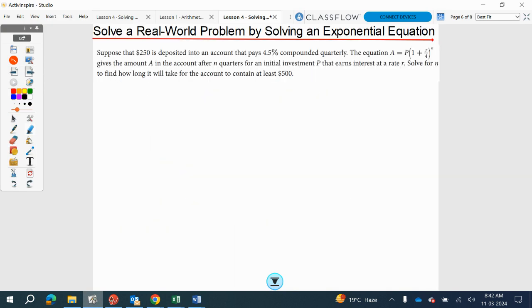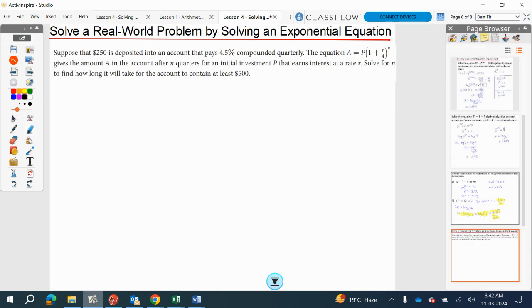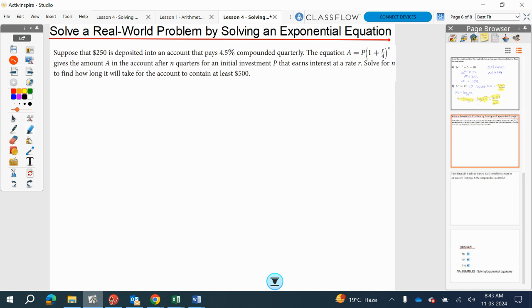Okay, so a real world problem. Suppose that $250 is deposited into an account that pays 4.5% compounded quarterly. The equation is given here, where n is in quarters. Solve for n.